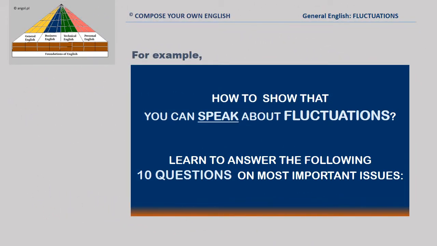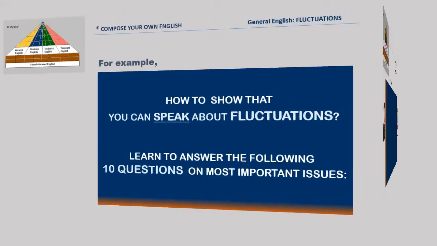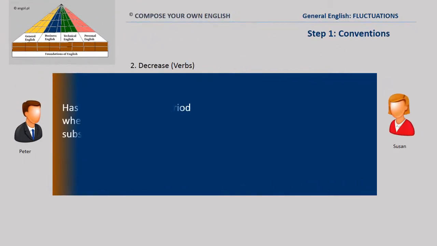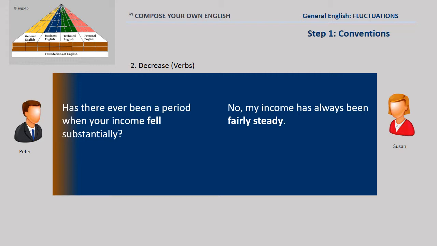For example, how to show that you can speak about fluctuations. Learn to answer the following 10 questions on most important issues. Does your expenditure change if prices rise sharply? Yes, I tend to spend less if prices increase noticeably. Has there ever been a period when your income fell substantially? No, my income has always been fairly steady.